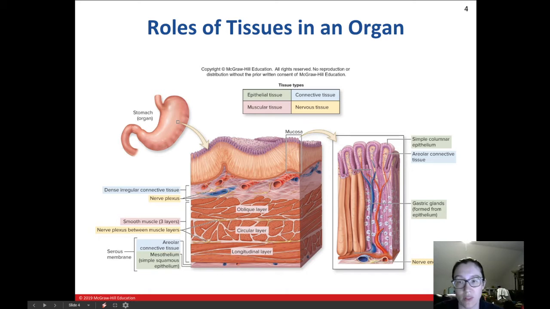And so, as I said once again, you don't need to memorize this yet. This will be 169, but it's a good example of how everything works together. Our organs usually have at least 2 different types of tissue. Many of them have all 4.